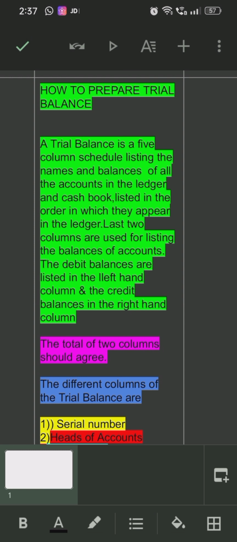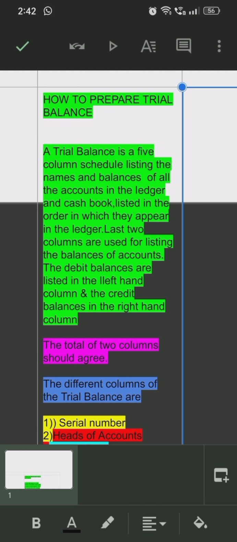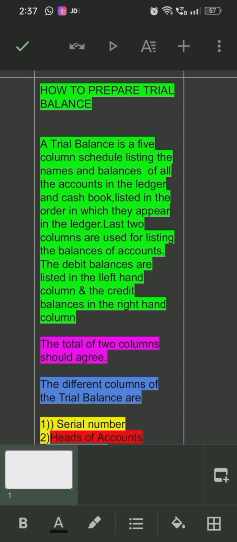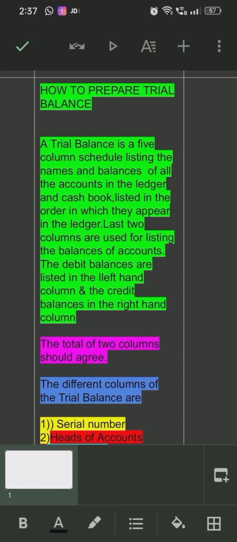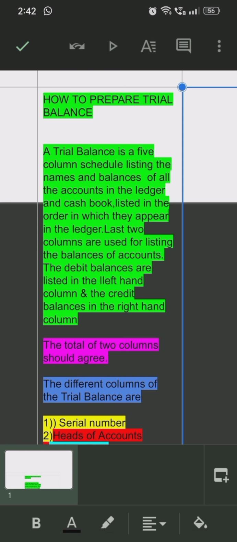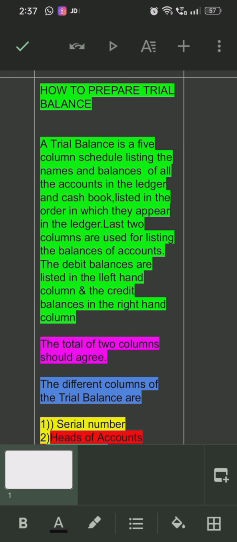A trial balance essentially proves the mathematical accuracy of the books of accounts. The debit and the credit columns of the trial balance should agree if all transactions are correctly recorded in the ledger accounts and if the balances of the accounts have also been struck correctly.